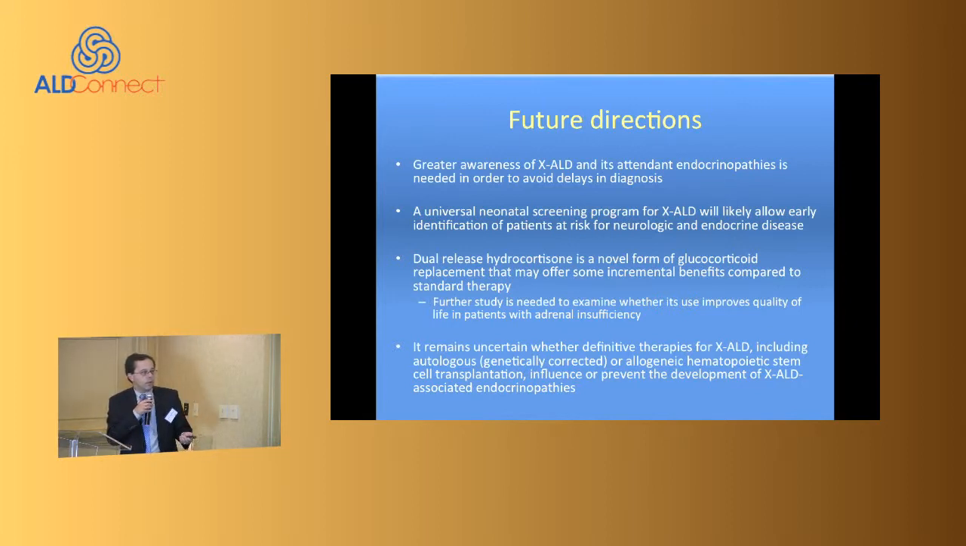And actually, what about the definitive therapies, bone marrow transplant or gene therapy? Do they prevent or influence the development or progression of endocrinopathies? We don't really know, and that's an area where study is needed.